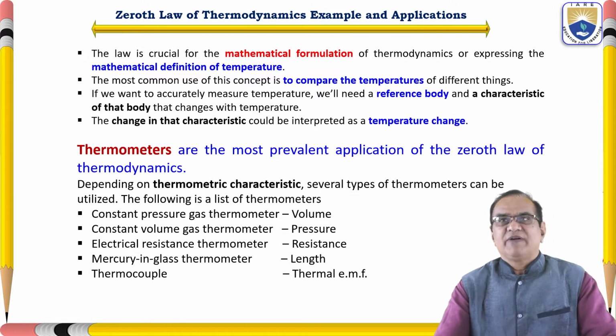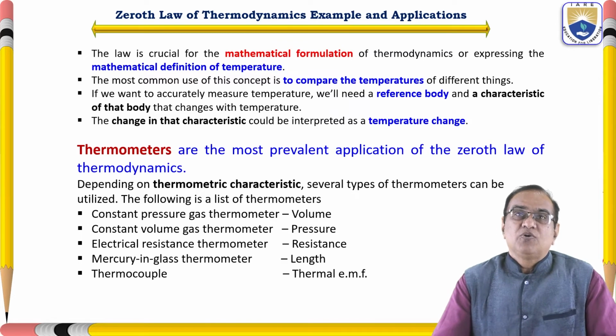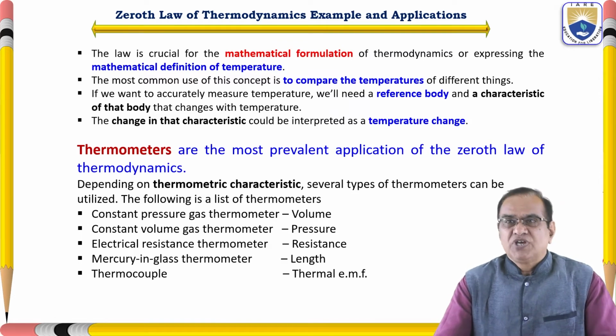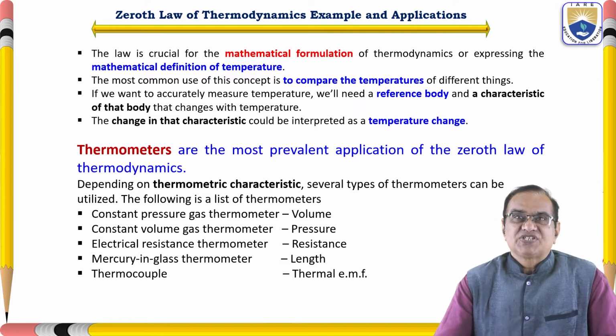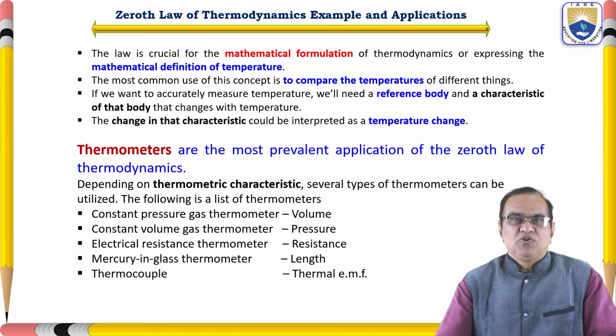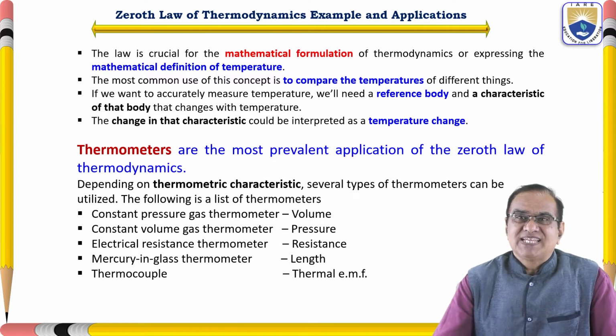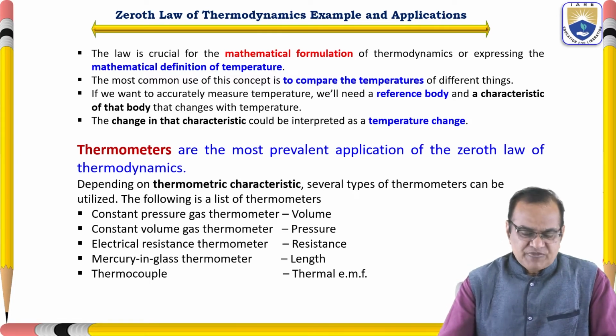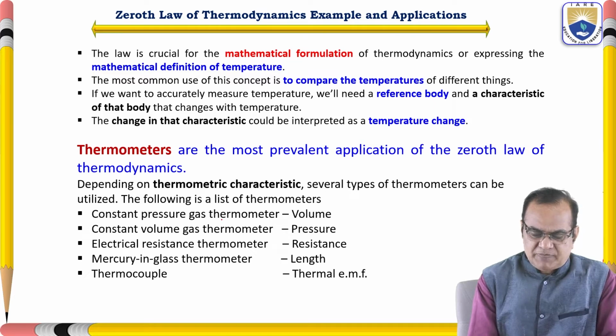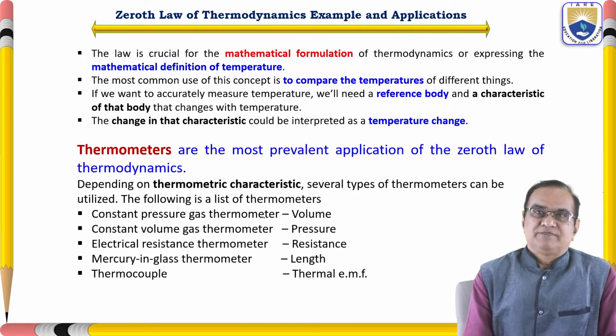So if we talk about the application part, thermometers are the most useful application of the zeroth law of thermodynamics. Depending on the thermometric characteristics, several types of thermometers can be utilized. The following is the list of thermometers. First one is the constant pressure gas thermometer.